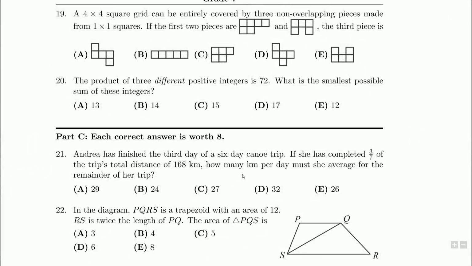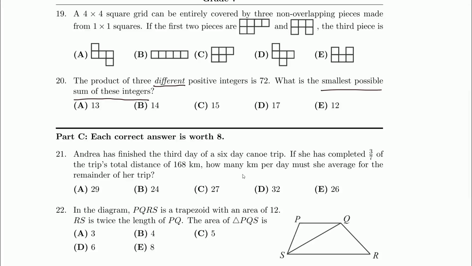We're looking at question 20 on the 2008 grade 7 level Gauss contest. Question 20 says the product of three different positive integers is 72. What is the smallest possible sum of these integers? Alright, so we have some pretty small numbers here.